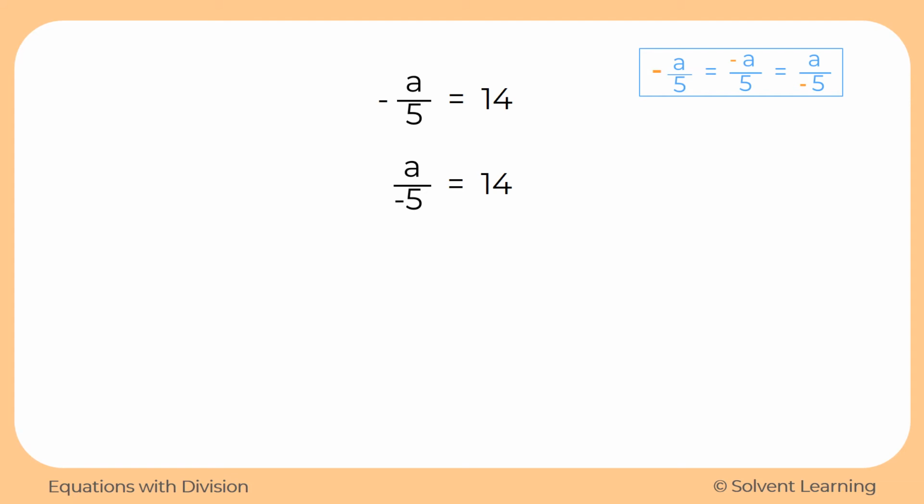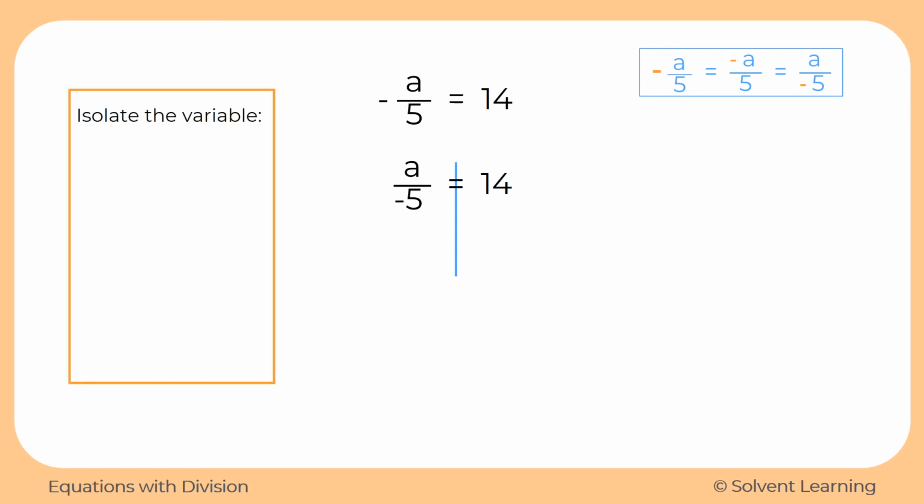Now we can see how to isolate our variable. So let's go ahead and get started. We'll put our line down the middle to separate both sides of the equation. Now to isolate the variable, we're going to undo that negative 5 by doing the opposite of division. Opposite of division is multiplication. So I'm going to multiply by -5. Now notice I kept the negative sign with the 5. I have to do that to make sure that I do isolate the a. That's the only way we're going to get rid of the negative and the 5.